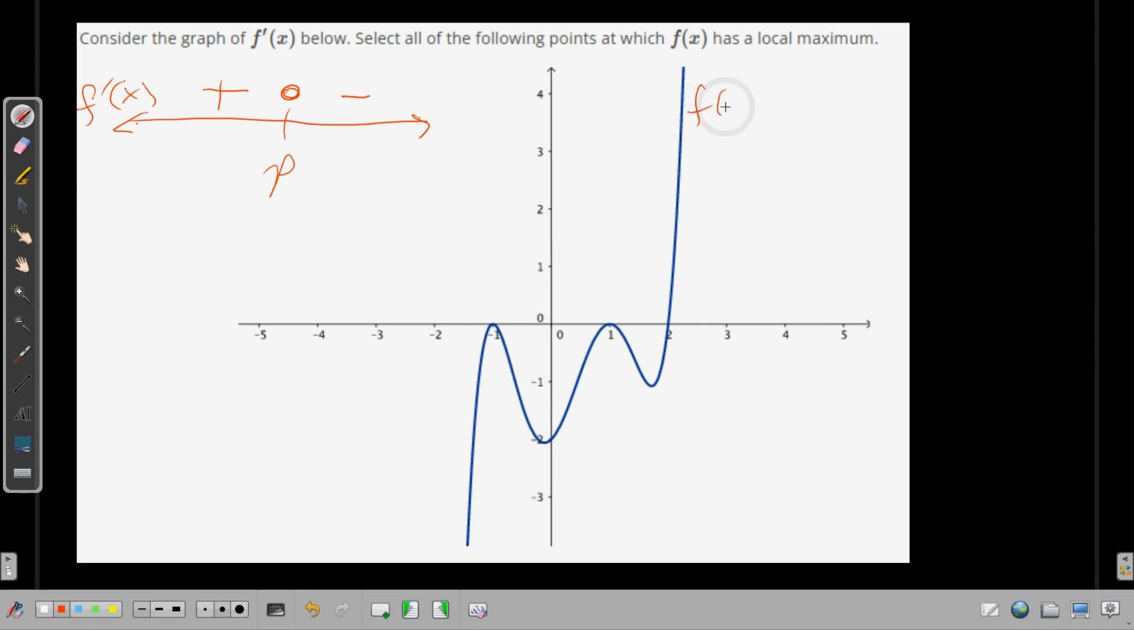This is f prime of x. It has a local minimum here at 2. It has a local minimum right there because right at 2, on the left side of 2 it's negative, and then it's 0 right at 2, and then it's positive. That means f was decreasing and then increasing.